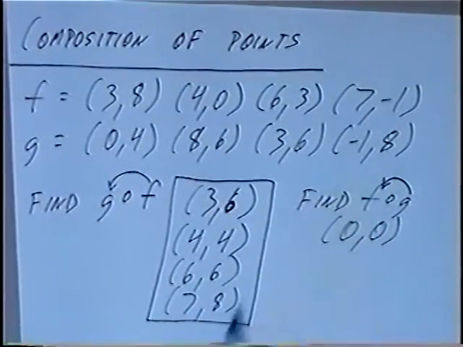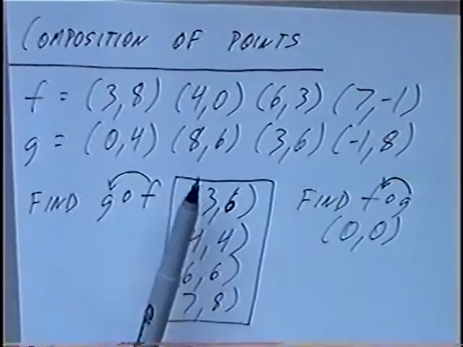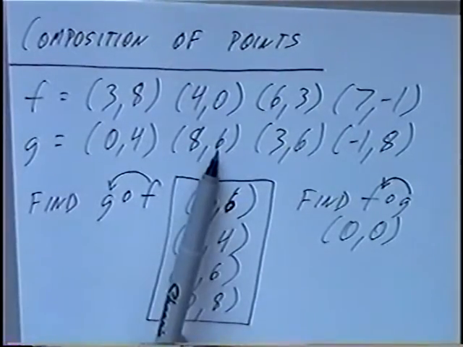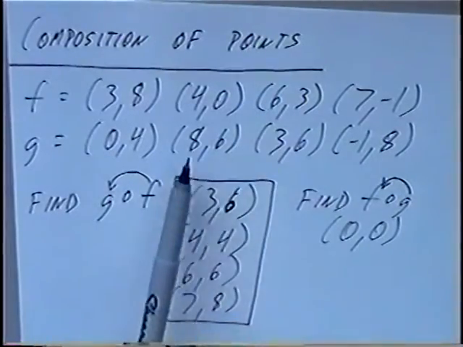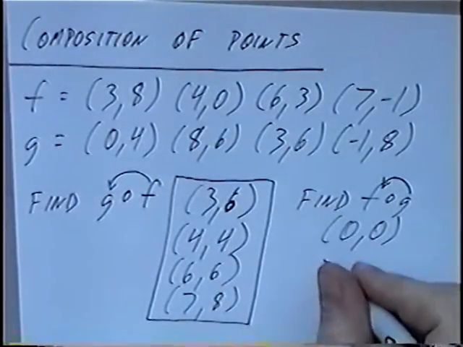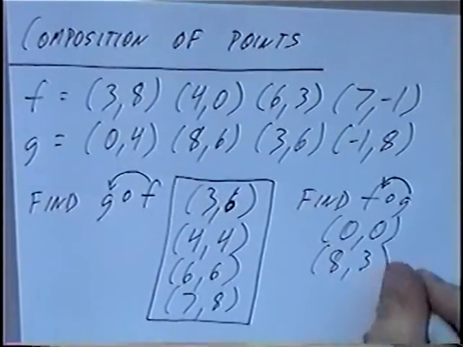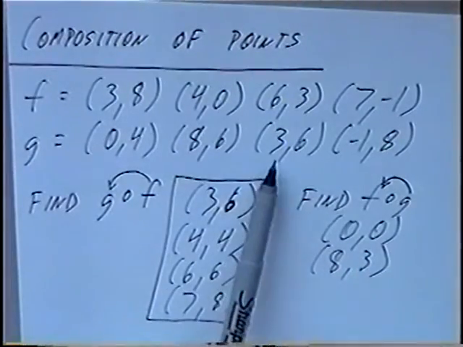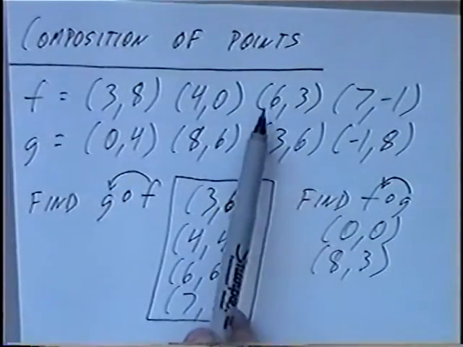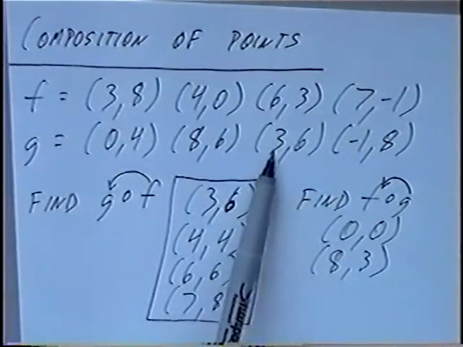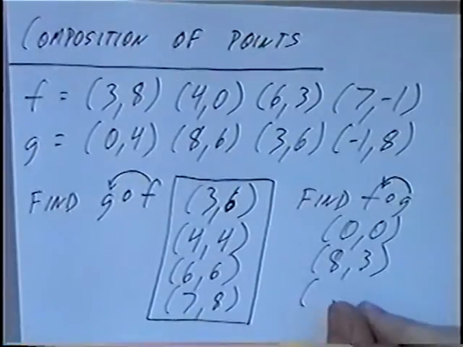Continuing on for the 4 points in the g function, 8 comma 6, again matching up the 6, the y value, with an x value of 6, and the answer would be 8 comma 3. The third point, 3 comma 6, matching the 6 up with an x value of 6, we'll also have 3 comma 3.